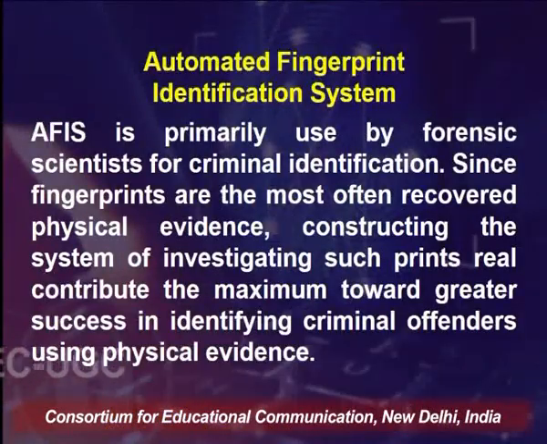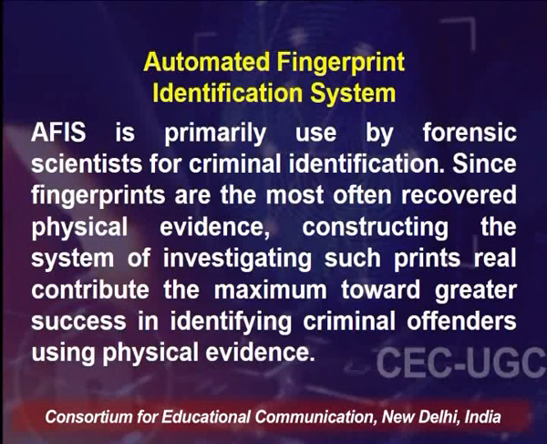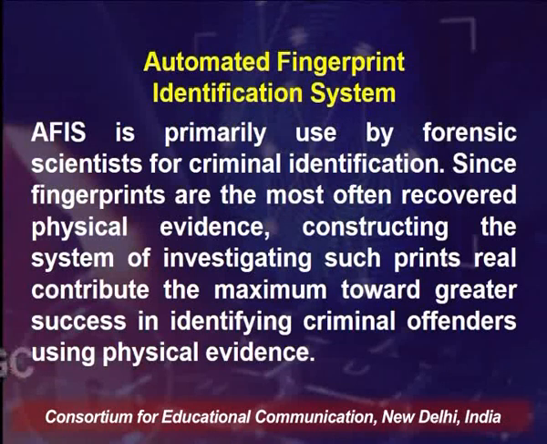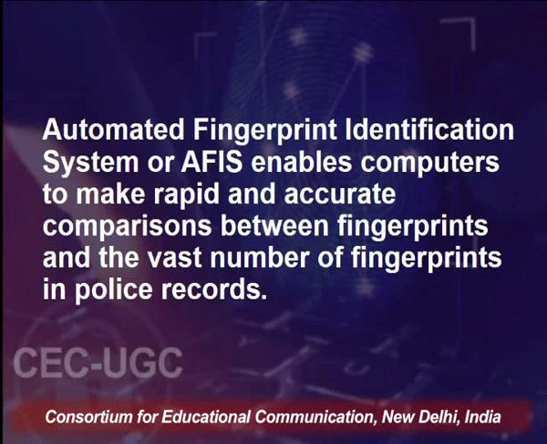Since fingerprints are the most often recorded physical evidence, constructing a system for investigating such prints contributes the maximum toward greater success in identifying criminal offenders, because fingerprints are not the same for any person. DNA can be the same for twins, but fingerprints are not the same for any person. The automated fingerprint identification system enables computers to make rapid and accurate comparisons between fingerprints and the vast number of fingerprints in police records.